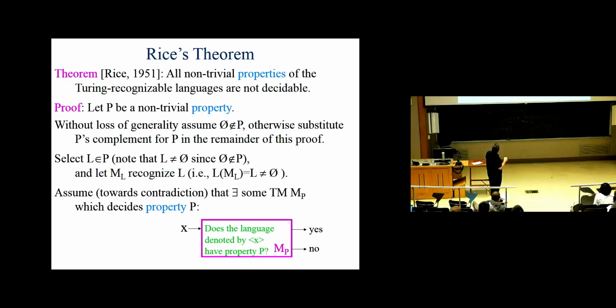But if there's a language that's recognizable, whatever it is, there's a machine, M sub L, that recognizes that language L. Same is true for any recognizable language. There's a Turing machine that accepts it, by definition.